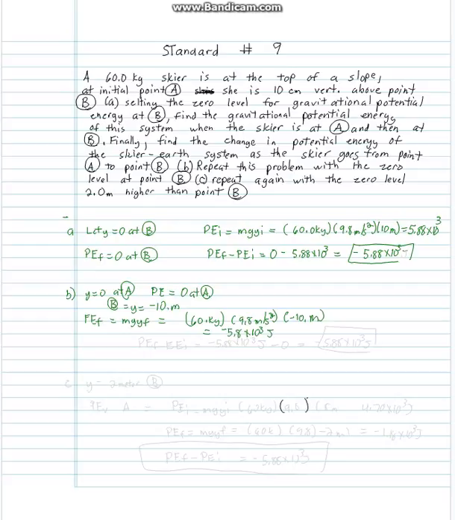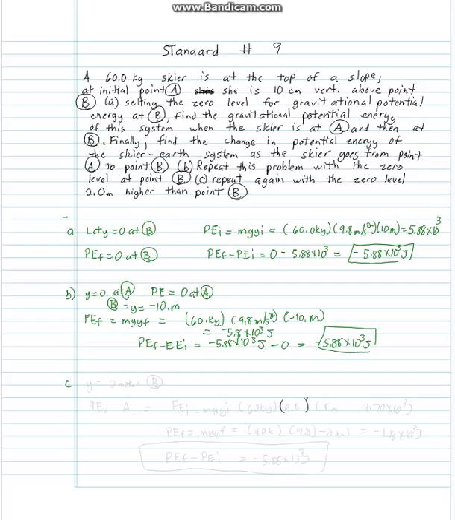Oh, by the way, I forgot to put my joules mark on part A. Then to wrap this up, we got PE final minus PE initial equals negative 5.88 times 10 to the third joules minus 0, which then makes it equal to negative 5.88 times 10 to the third joules. That is our answer for part B.